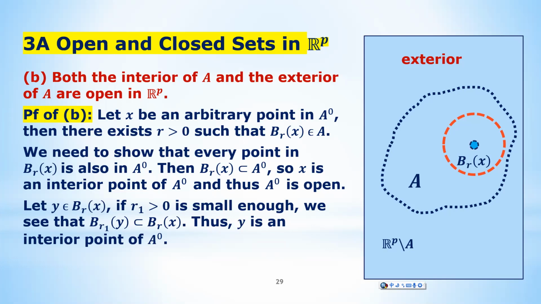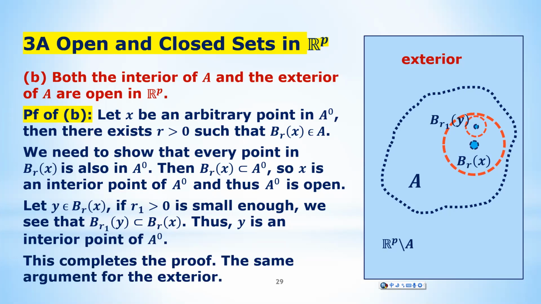Now you choose R1 small enough, so that the ball of the point Y with radius R1 will be contained in the ball of X with radius R. So this will show that Y is an interior point of A naught.